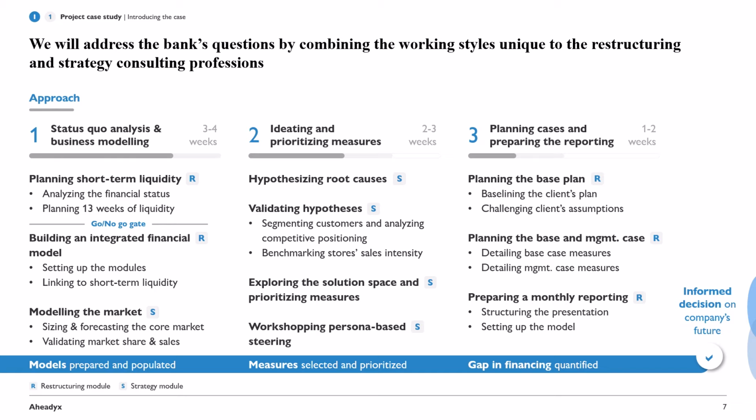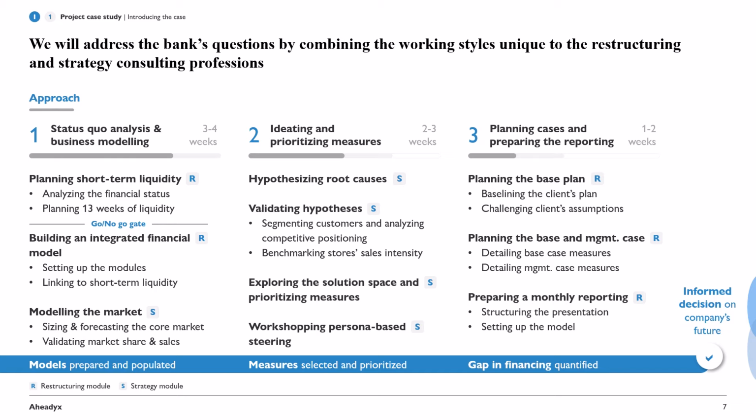Phase 2, I already covered quite in detail, I think. Let's just add here that for validating those hypotheses that we get out of the root cause analysis, so hypothesizing root causes as the first work package, we will do some more in-depth analyses, segmenting customers and analyzing competitive positioning and benchmarking store sales intensity.